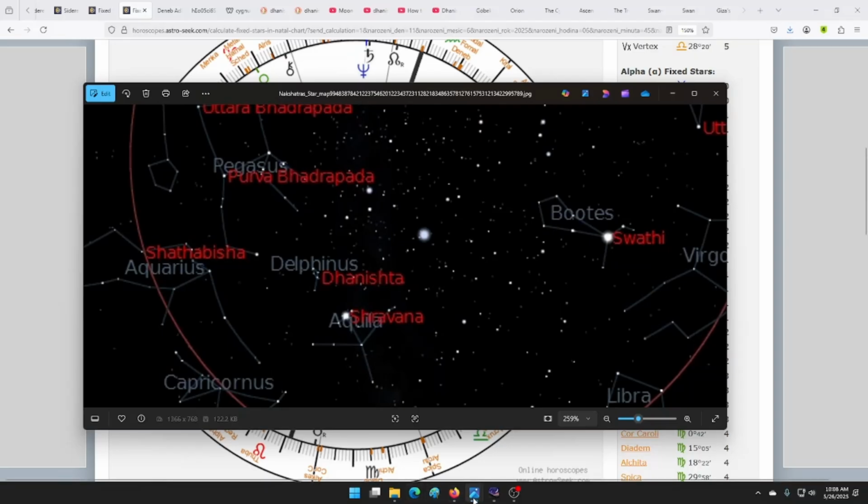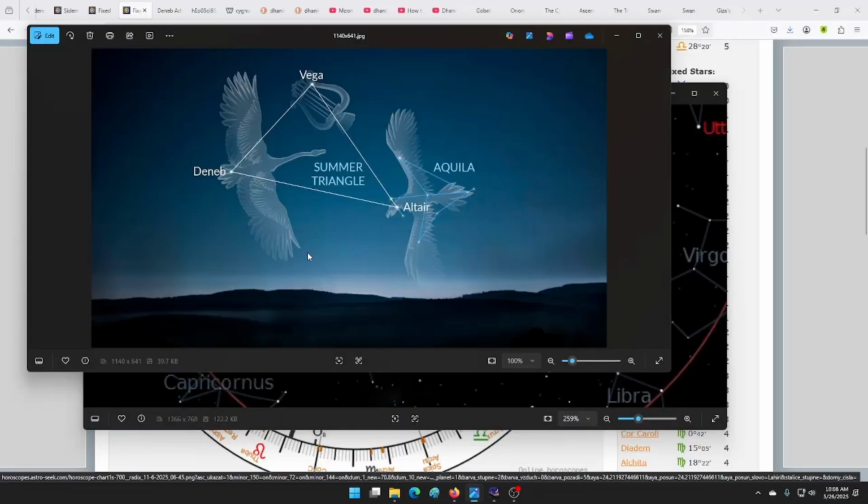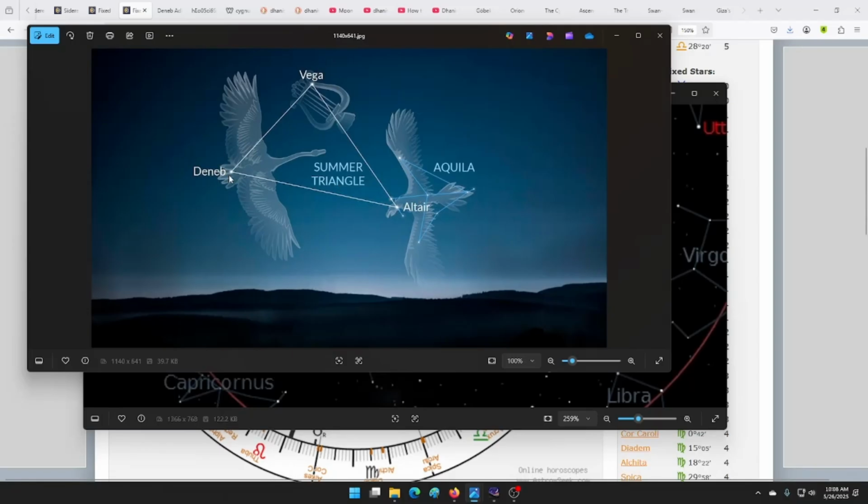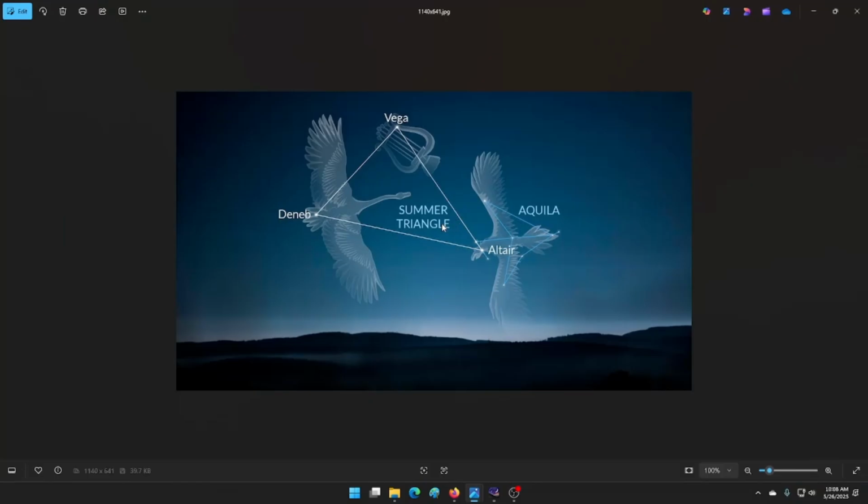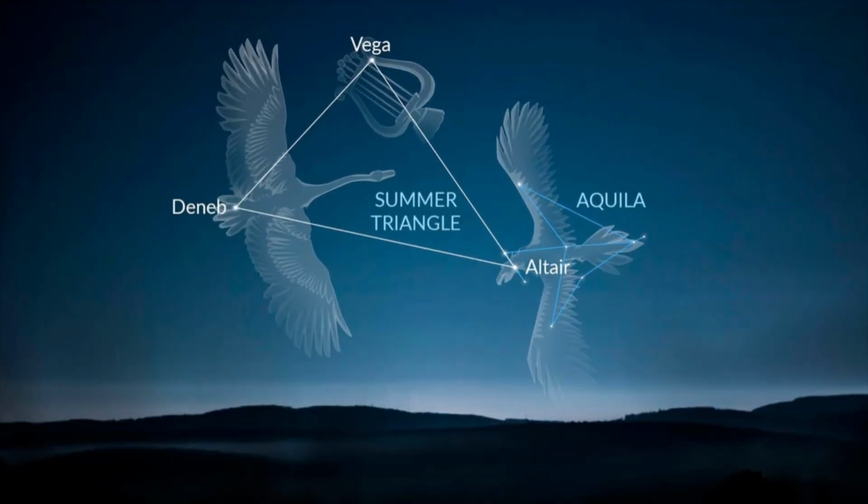But in common culture, we have the summer triangle. Deneb is very important. Let's blow this up. Now, the strange thing about Vedic astrology, there are major stars in the Vedic system that do not get recognized. And I'm here to find out why.